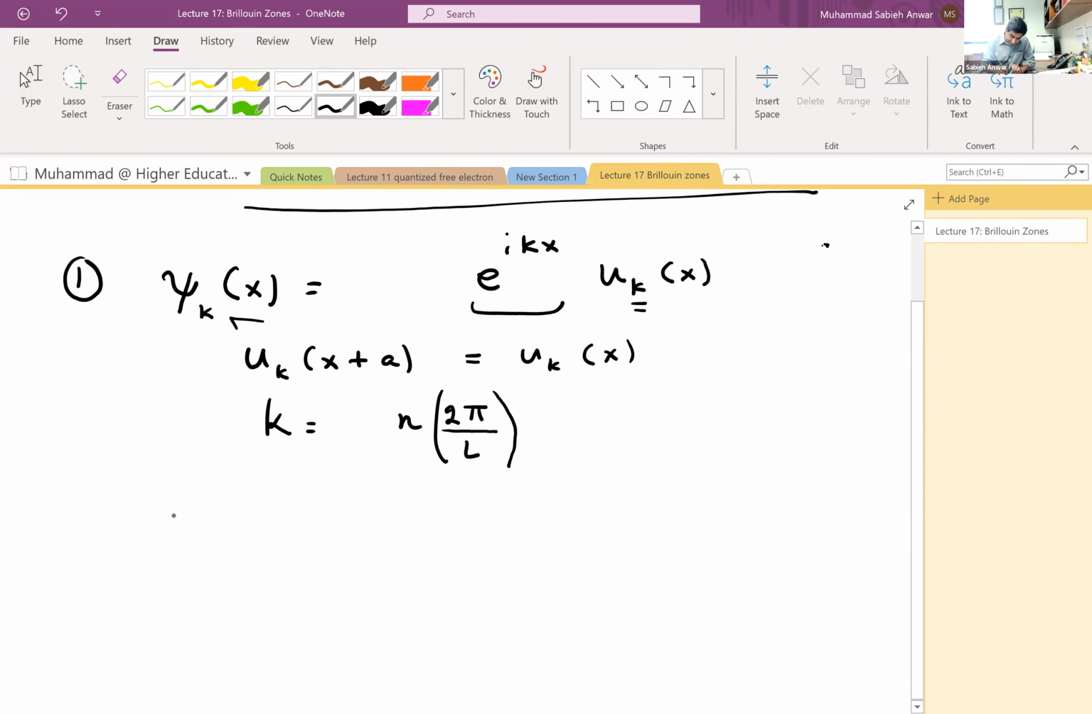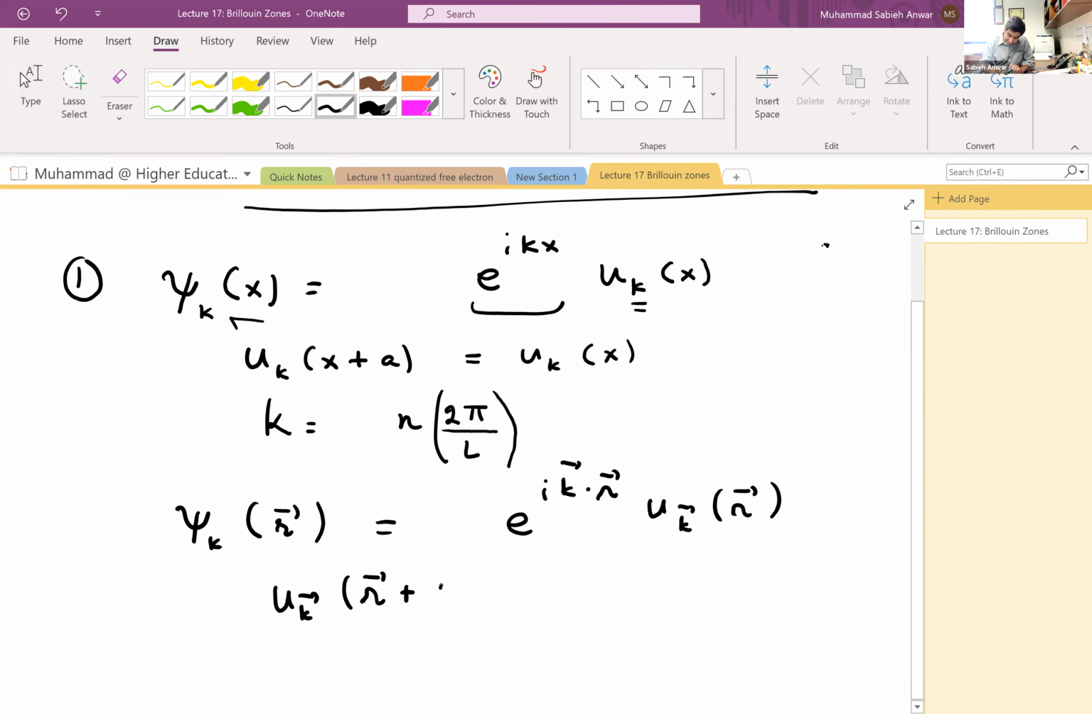If you would like to write this in 3 dimensions, I could write psi_k as a function of the position vector r, given by e^{i k·r} u_k(r), where u_k is now a periodic function. If capital R is a lattice vector, then this relationship holds. So this is one form of the Bloch theorem.